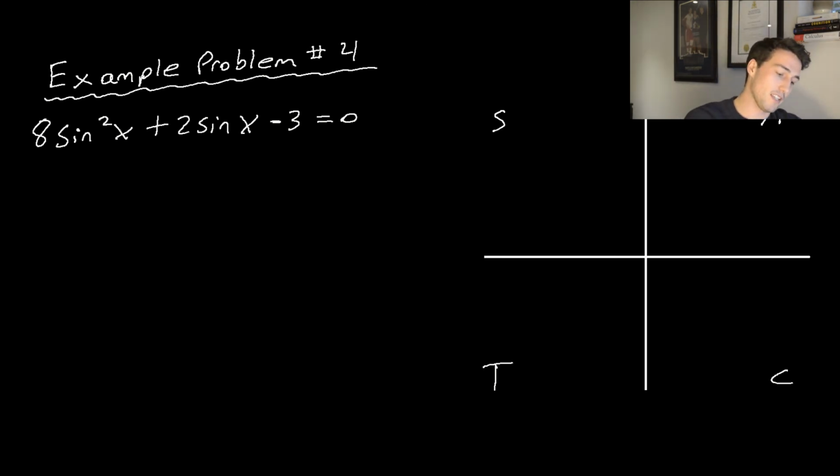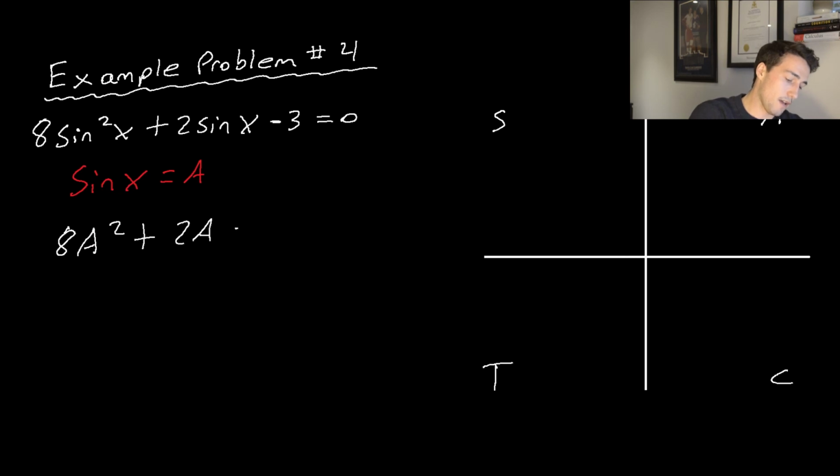Okay, so now we're on our last problem. And again, we see that there's this quadratic looking thing. So again, I'm just going to substitute a variable in. I'm going to say sine x is equal to a. So 8a squared plus 2a minus 3 equals 0. And if you have no problem looking at sine squared x and sine x, go ahead and you don't need to use a substitution. I just find it's easier to see this and be like, okay, I know this is quadratic now, and I know how to solve it.